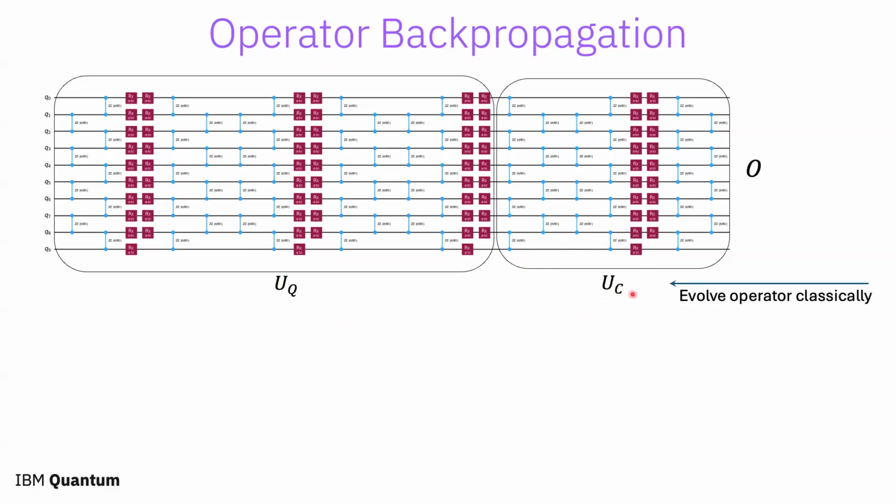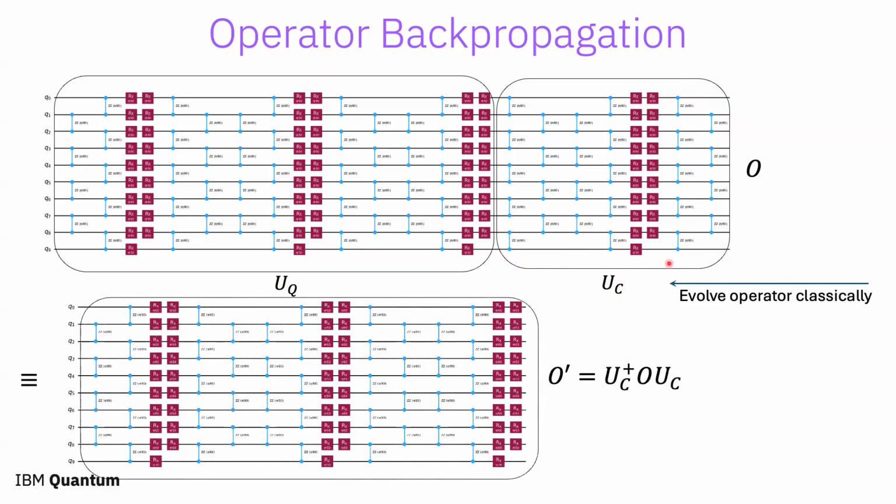This is logically partition the circuit into, say, a quantum part and a classical part. What do I mean by classical part? So I will evolve this operator classically. I'll take this operator, I'll put it here, I'll put it across the gates, and I'll see how the operator evolves. Then again, I'll put it across the gates and I'll see how the operator evolves. So if you keep doing that, this operator changes as some U_C dagger O U_C. So this operator gets updated. In the meantime, the depth of the circuit has reduced.